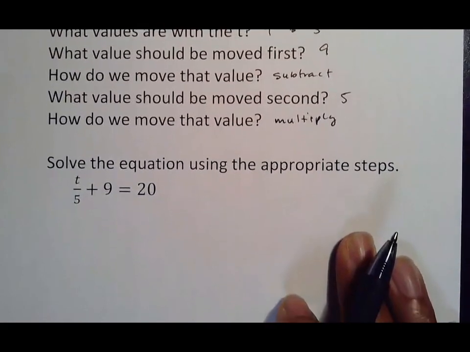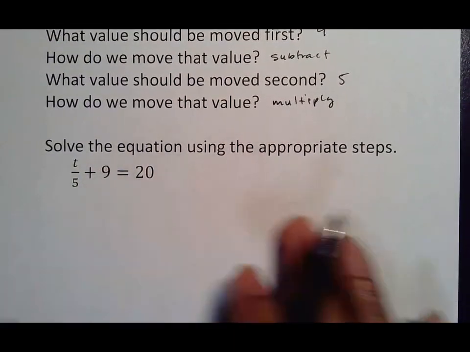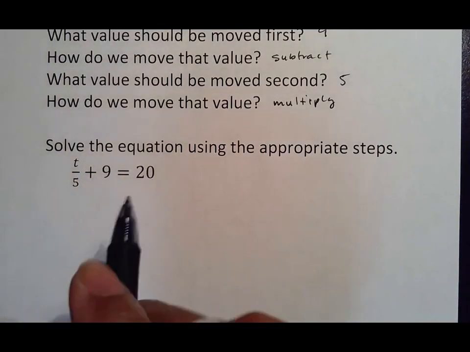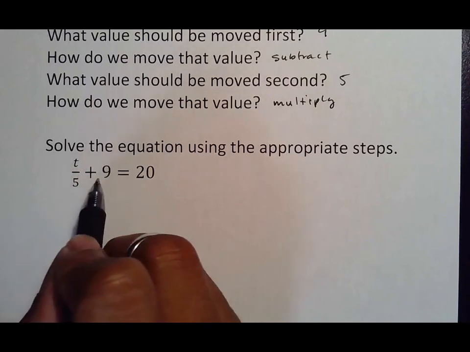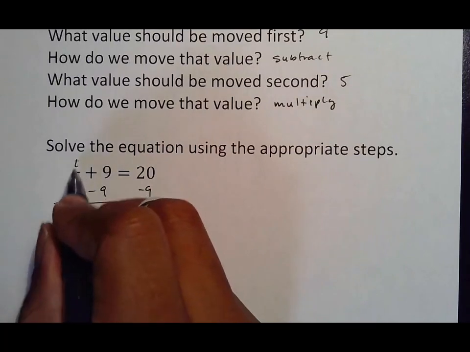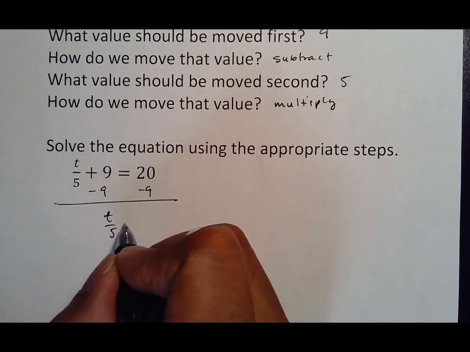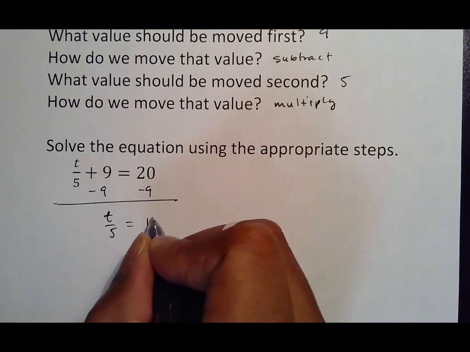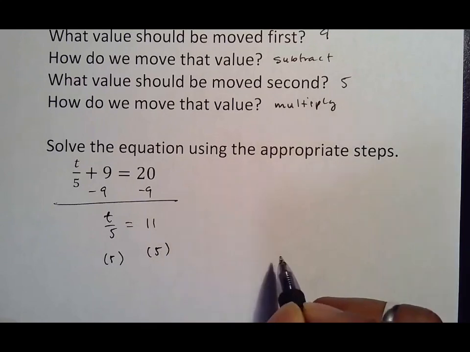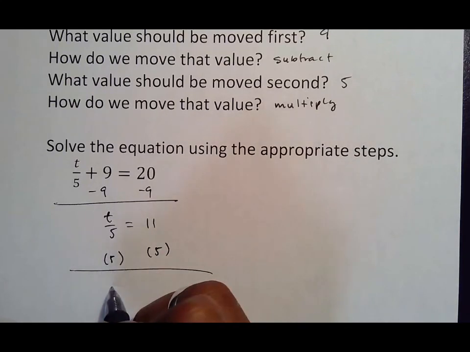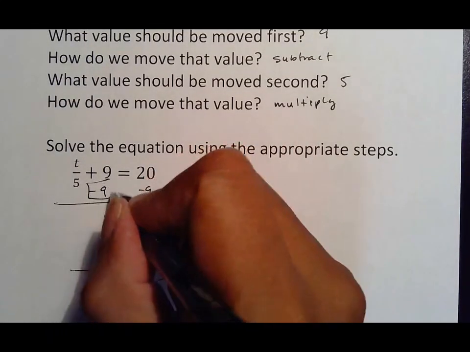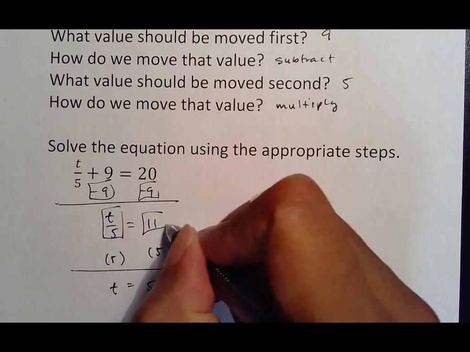So copy this second example, and this should have you ready for your homework. So T over 5 plus 9 equals 20. Now what we're going to do is move the 9. That is plus 9, so we put minus 9. Remember, that whole thing comes down, so T over 5 as a fraction has to come down. 20 minus 9 is 11. Now we need to move the 5, and the way we do that is by multiplying. The 5's go away. The T comes down with 55. And if you need to see your boxes, this is what you're looking at.